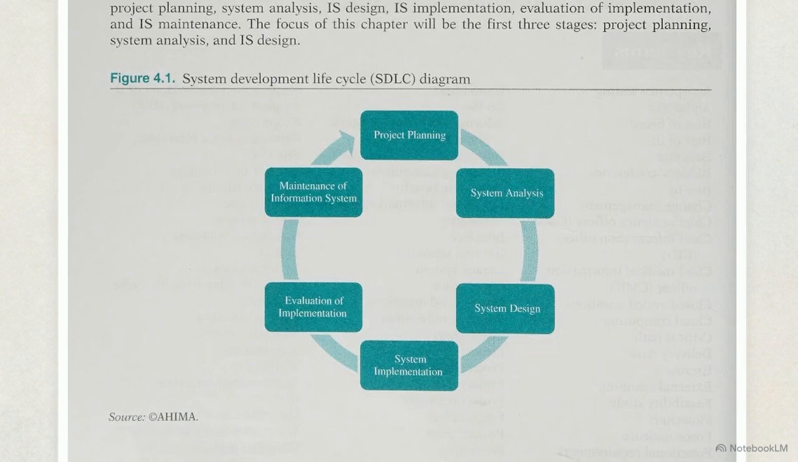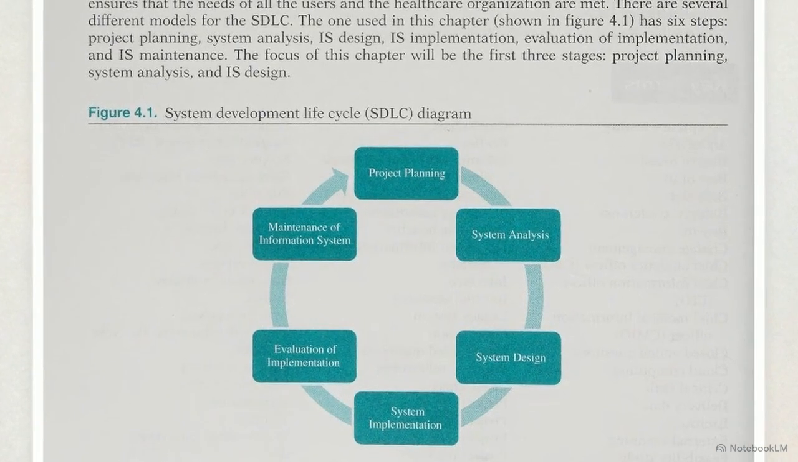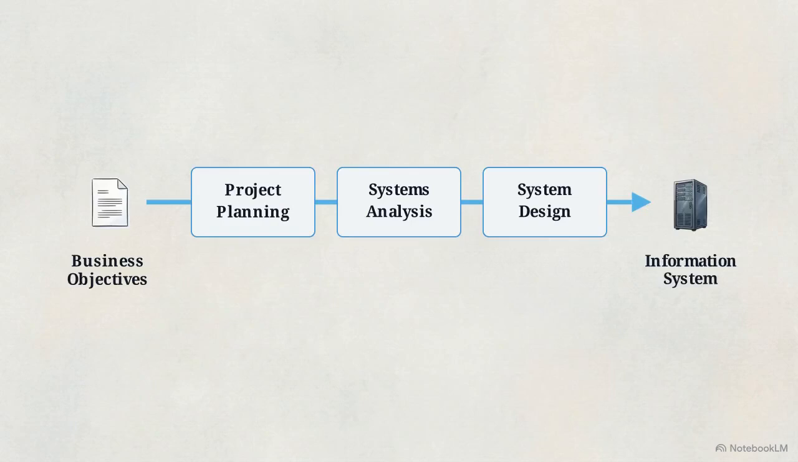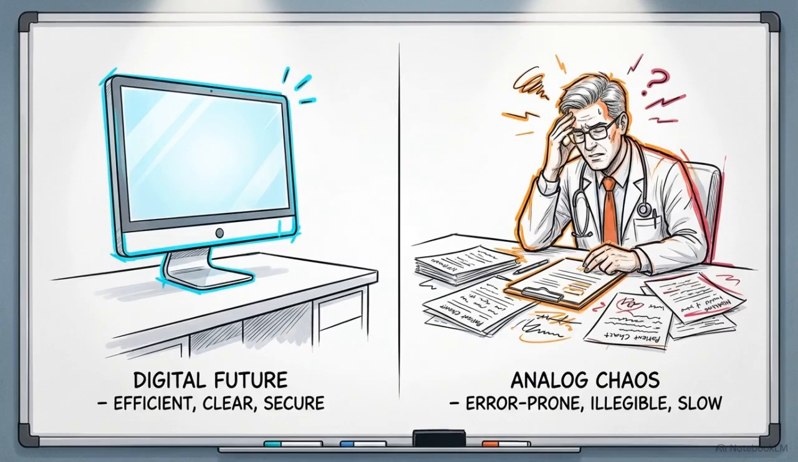through to maintenance. But the foundation of a successful rollout rests on the first three stages: project planning, system analysis, and system design. Moving through these phases shows how a hospital's abstract business goals are systematically translated into concrete technical realities. Without this structured SDLC framework, an organization cannot align a new system with its specific clinical and operational requirements.